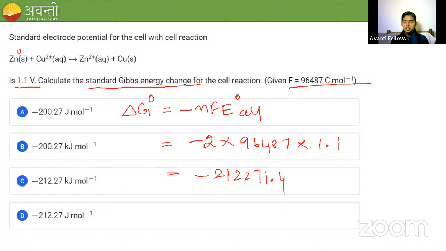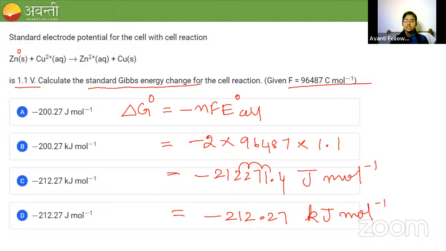Mahek, you are getting option B. No, my dear. This is the value given in terms of joules per mole. If you want to convert this into kilojoules per mole, you have to move the decimal 3 places. So it will be minus 212.27 kilojoule per mole. So option C will be the correct answer. Okay, Ramya, you have given it in terms of joules. Very good. So option C will be the correct answer. Got it? In terms of joules, we will get a 6-digit number. So this is the answer for this question.